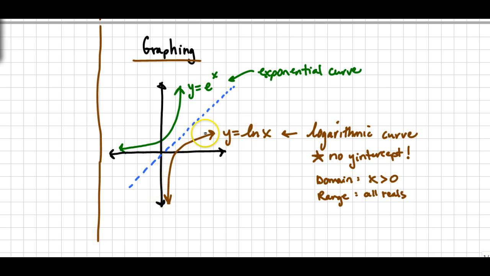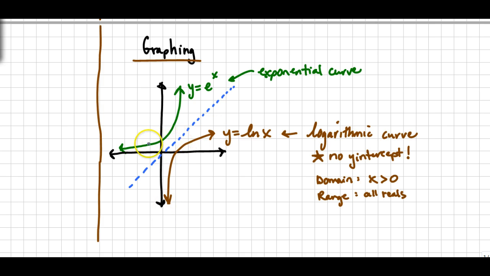The brown curve here that's a logarithmic curve comes from natural log. Notice that the logarithmic curve has no y-intercept. It never crosses the y-axis. And its domain is only positive values for x. So we're never going to the left of the y-axis. And the range, or the y-values, is all reals because we're going down forever and up forever.